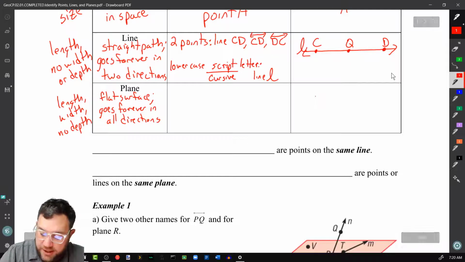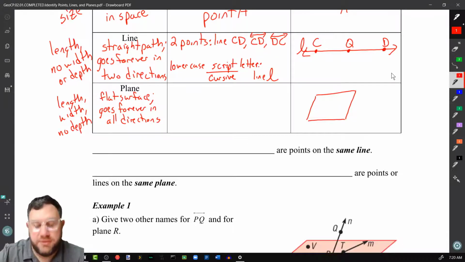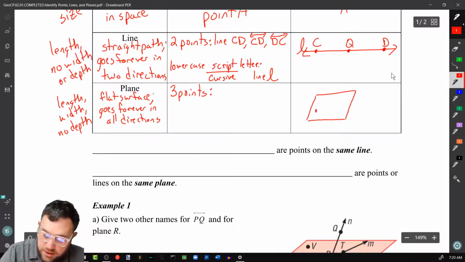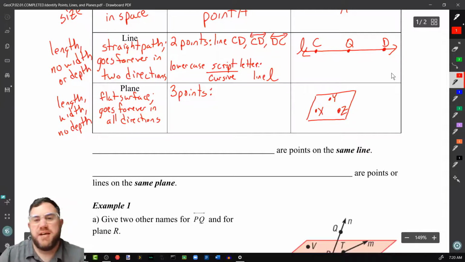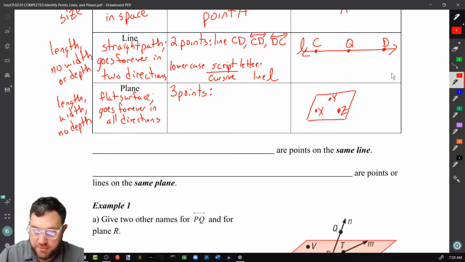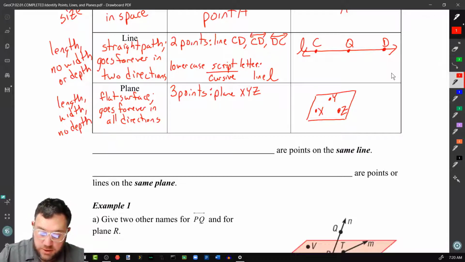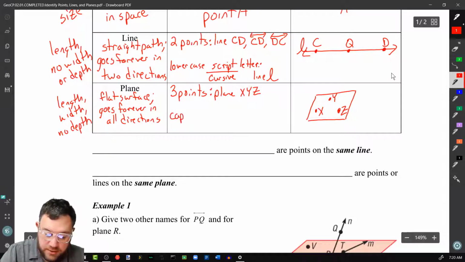When we draw a plane, we draw a parallelogram. That's what we use for a plane. And we use 3 points to name it. So we'll just use X, Y, and Z. Now these 3 points can't all be on the same line. We'll get to that more in a minute. So this would be plane XYZ. We could also use a capital or uppercase script or cursive letter.